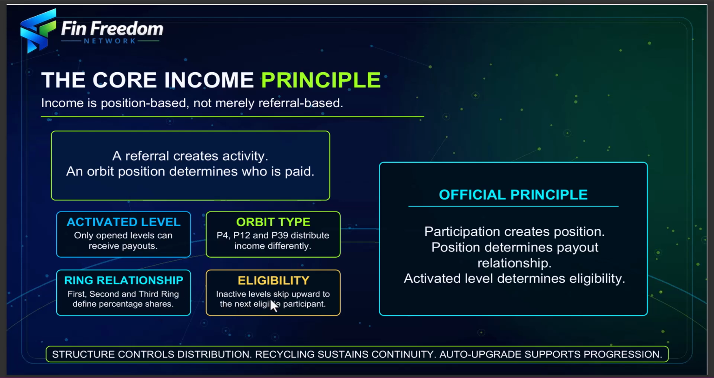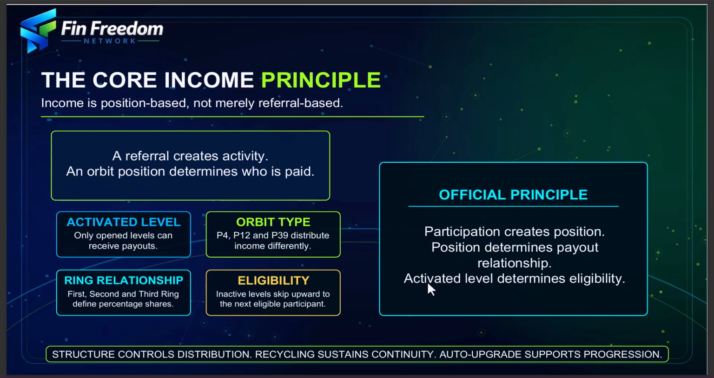Eligibility: inactive levels keep upward to the next eligible participants. In other words, if you sign someone who is going to do level 5 and you're on level 1 and you are not on levels 2, 3, 4, 5, the income from levels 2, 3, 4, 5 will skip you to the person who is upmost, somebody upward. So to be positioned to earn, open as many levels as you can. Again, participation creates position. Position determines payout. Activated levels determine eligibility.